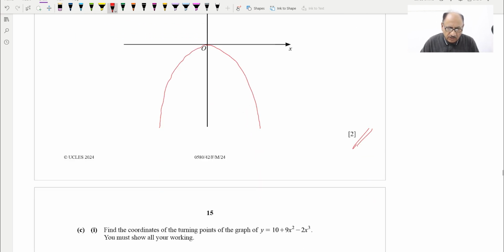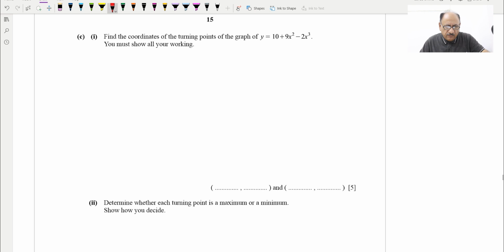Hopefully you understand this. So C1, they are saying find the coordinates of the turning points of the graph of y is equal to this one. You must show all your working. So for the coordinates of the turning points, we can differentiate, or we can write in completing square.